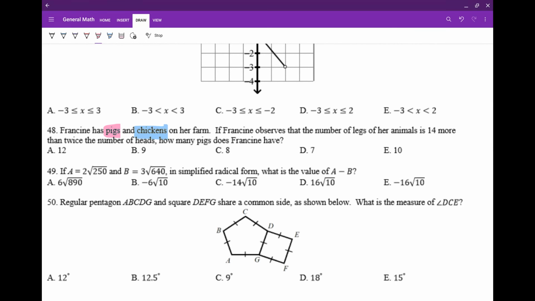The total sum of the legs in her animals is 14 more than twice the number of heads. How many pigs does Francine have?